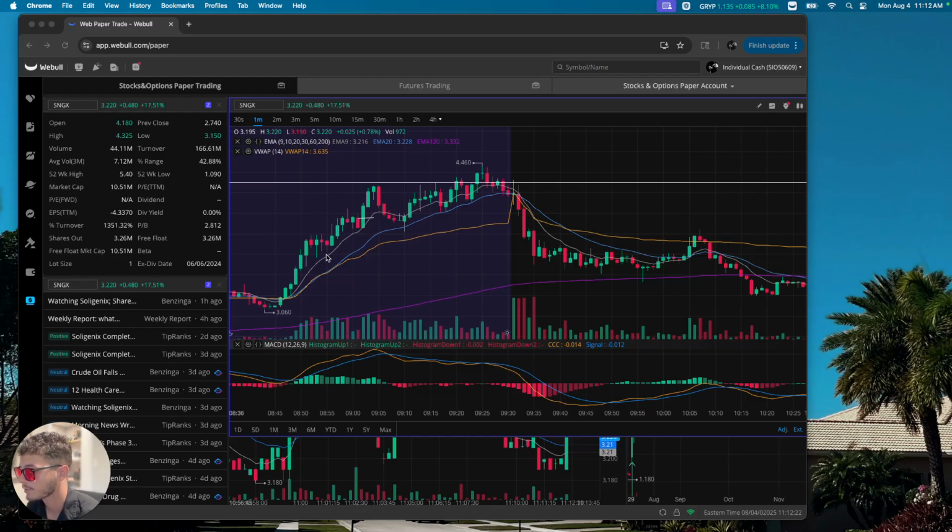So you're only going to trade a stock above the 9 EMA on the 1-minute chart. That's it. If it's not above the 9 EMA on the 1-minute chart, what are you doing? Don't trade that.